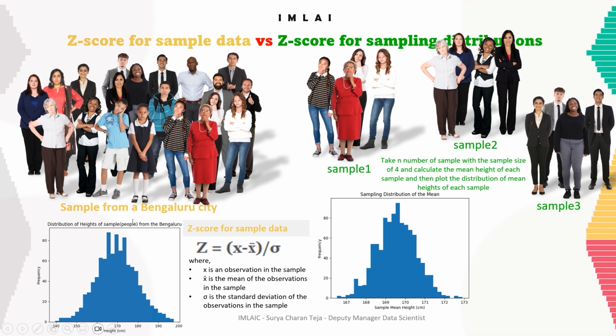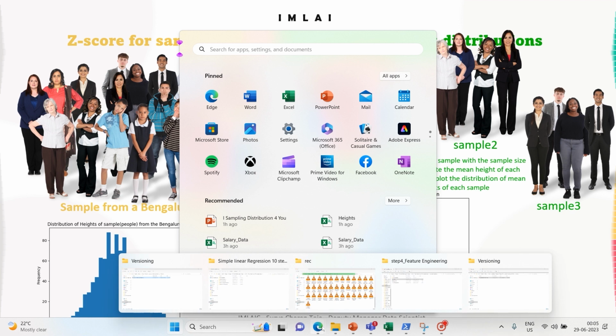Whereas in a normal distribution, you are directly plotting heights. Here we are plotting the mean heights of each sample. That's the main difference, and that's the reason things will change. Okay, now let's write some code and create this. How do we create that huge number of samples? For that we can use bootstrapping. Let's do that.